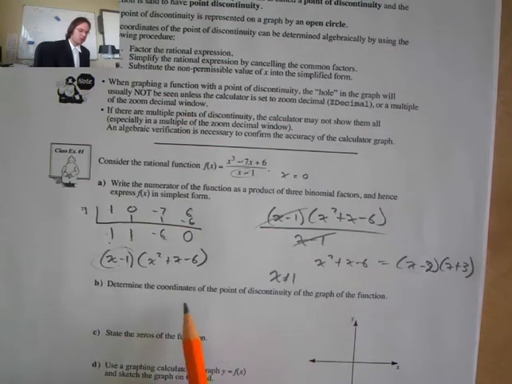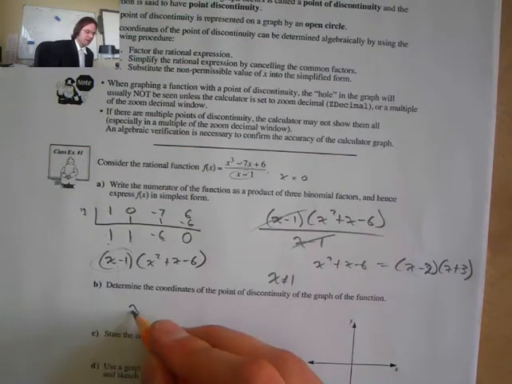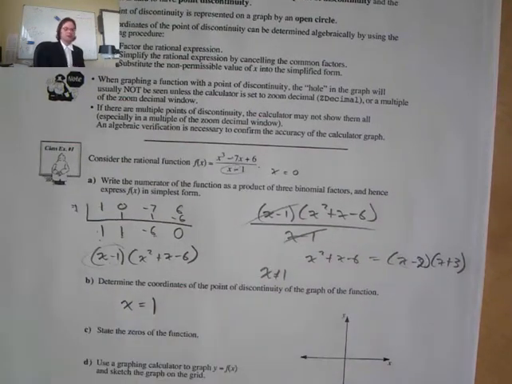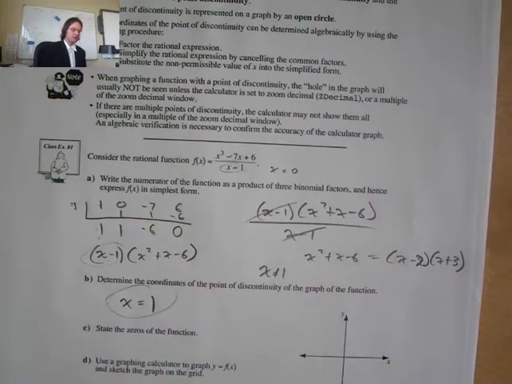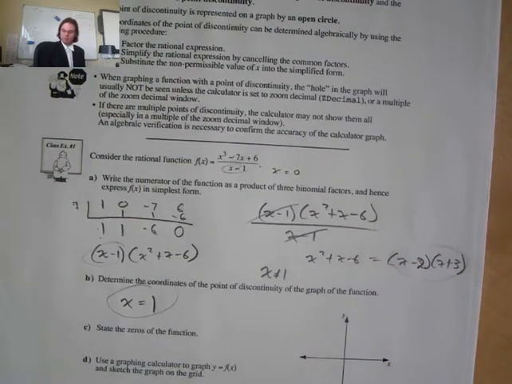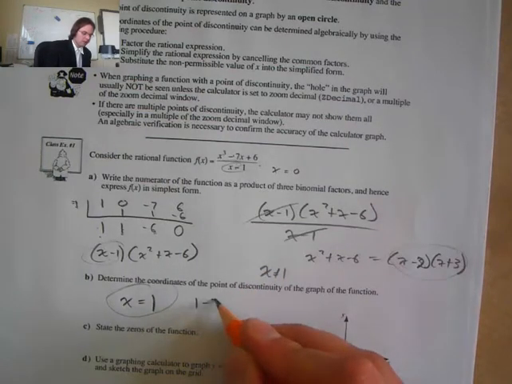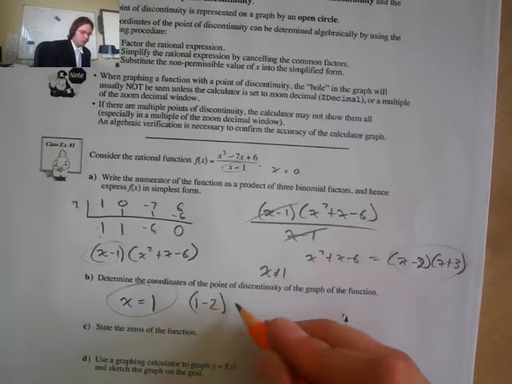So now it says determine the coordinates of the point of discontinuity. Well, that is at x equal to 1. Now, what is the y value of that? I'm going to have to plug it into my equation. So we're going to plug it into this equation here. All right? So we have 1 minus 2 multiplied by 1 plus 3.